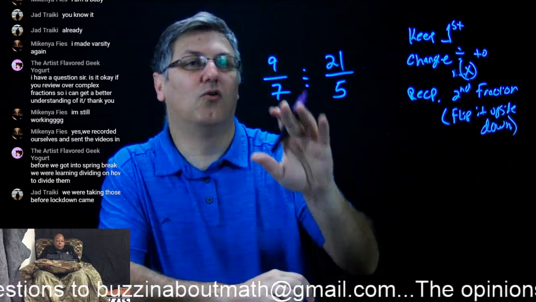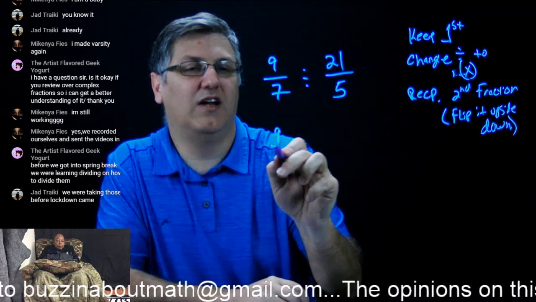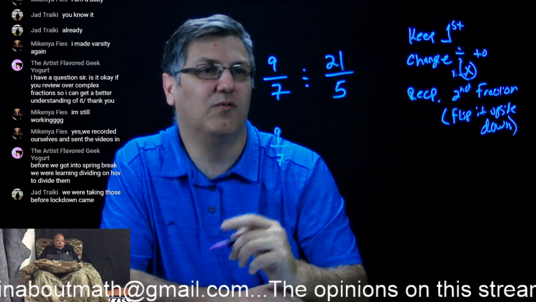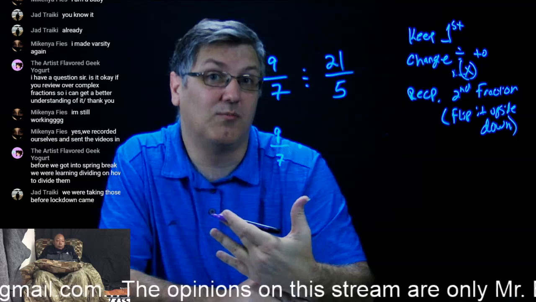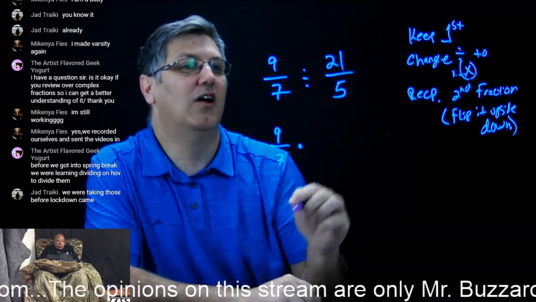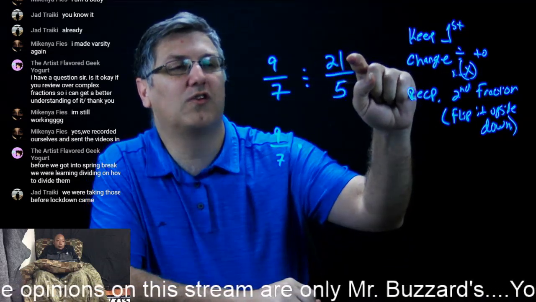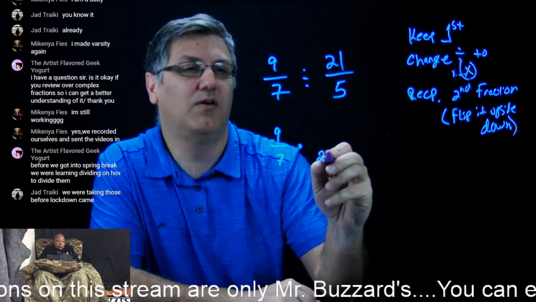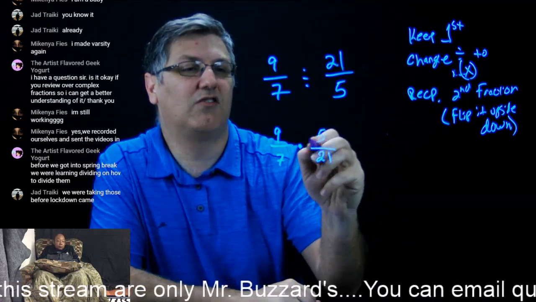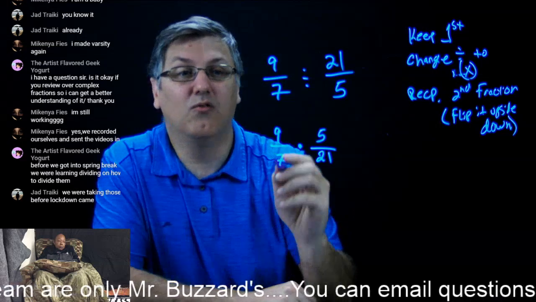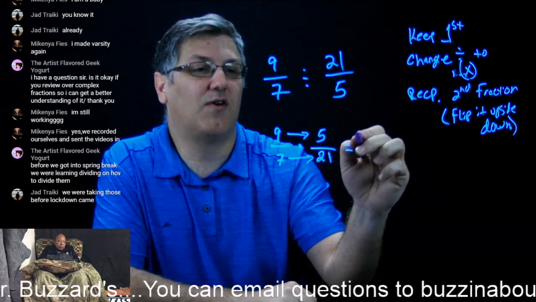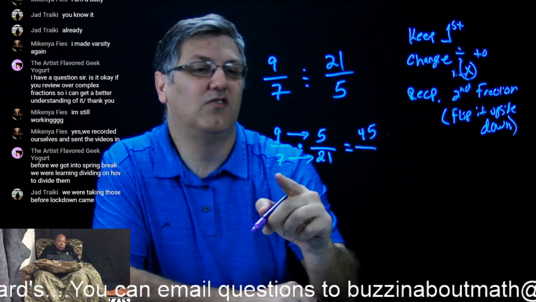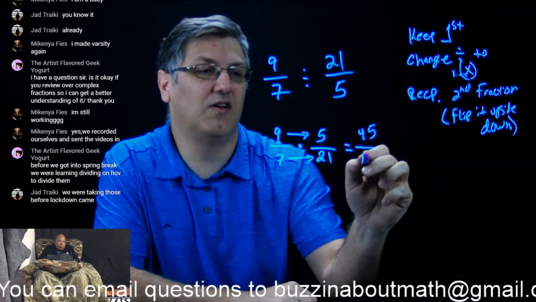All right, so we're going to keep my first fraction, 9 divided by 7. We're going to change division to multiplication. I use the dot instead of x because I'm used to having variables. And then we're going to flip this over. Since 21's on top, 21 will have to be on bottom. And since 5 is on bottom, 5 has to be on top. From here, we just multiply our fractions straight across. 9 times 5 is 45. 7 times 21 is 147.